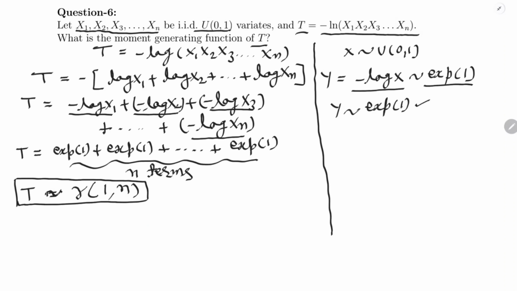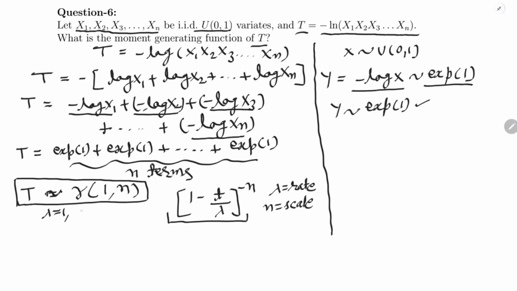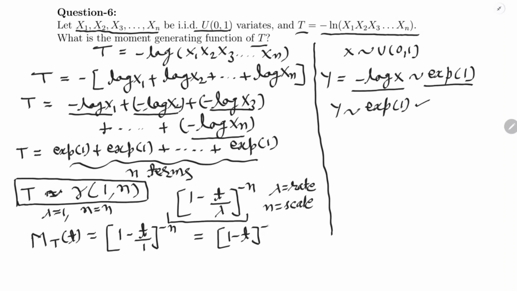Now the moment generating function of the gamma distribution is (1 minus t upon lambda) to the power minus n. Okay, this is the moment generating function. What is t? T is the argument. What is lambda? Lambda is the rate parameter. And n is the scale parameter. In this case, we have lambda equals 1 and the scale parameter is n. Now the moment generating function of t will be Mt(t) equals (1 minus t upon lambda), and we can put 1 in place of lambda, and it will be to the power minus n. So the moment generating function of t will be (1 minus t) to the power minus n.